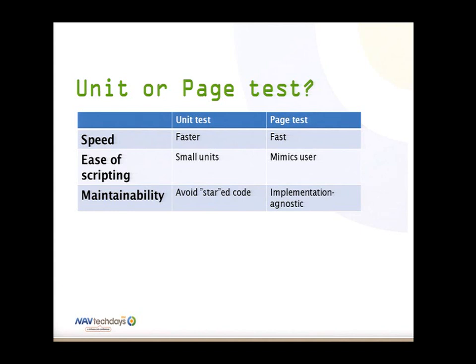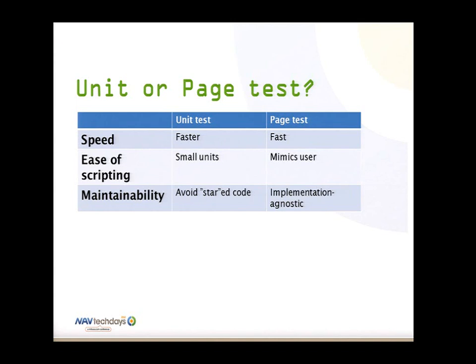But page test is useful in the sense it helps you mimic the user experience. But unit test is faster because it executes much lesser amount of code. For example, it doesn't call the validate triggers, which is often the case with page tests. Then comes ease of scripting. Unit tests, as long as they are small and fast to execute, test small layers of code.